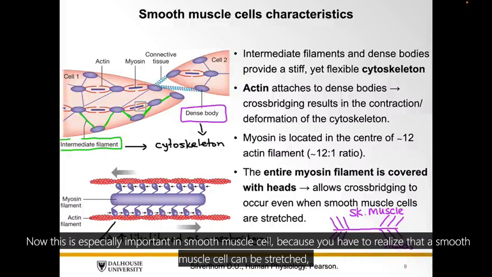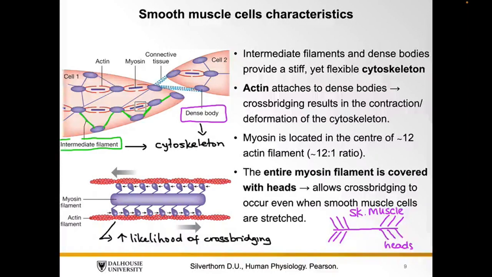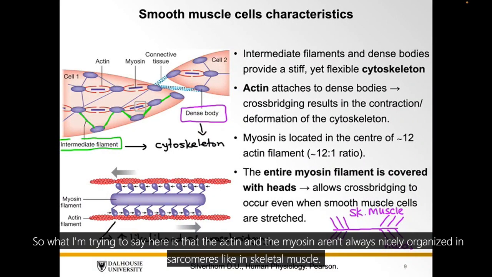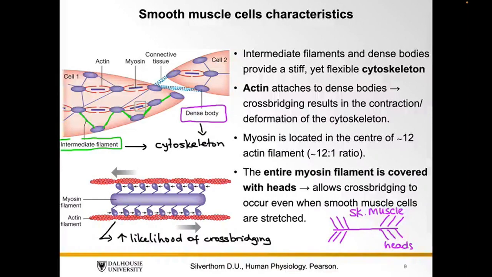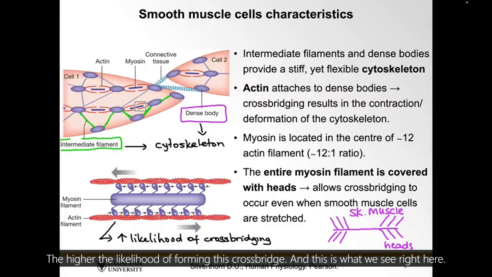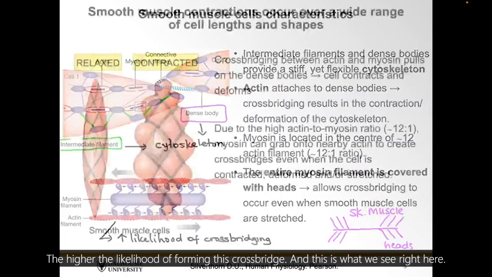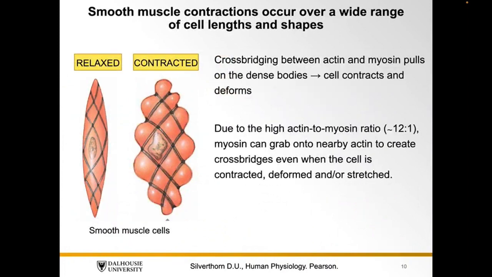Now, this is especially important in smooth muscle cells because you have to realize that a smooth muscle cell can be stretched, can be contracted, and it can also take all kinds of different shapes. So what I'm trying to say here is that the actin and the myosin aren't always nicely organized in sarcomeres like in skeletal muscle. It's a little bit of a free-for-all. So the more myosin heads that you have, the higher the likelihood of forming this cross-bridge. And this is what we see right here.